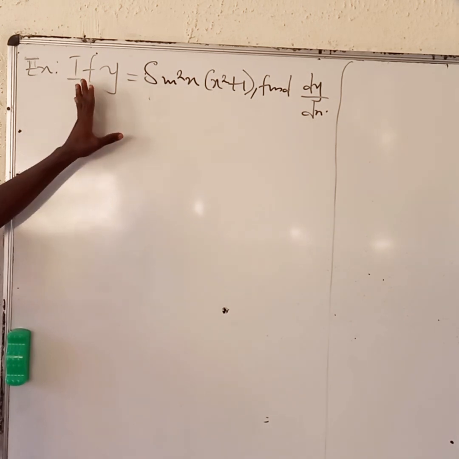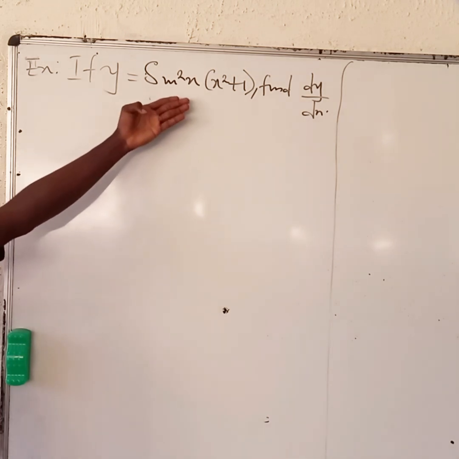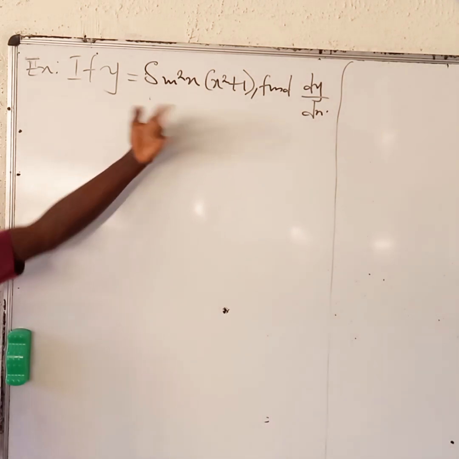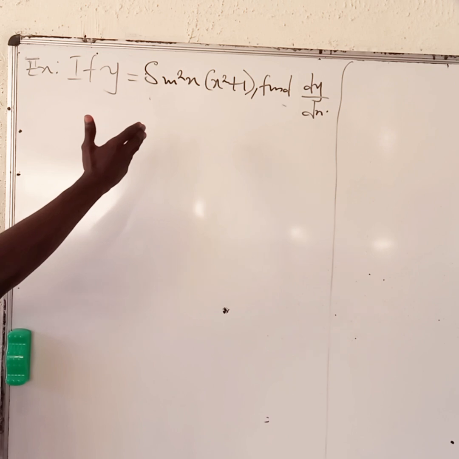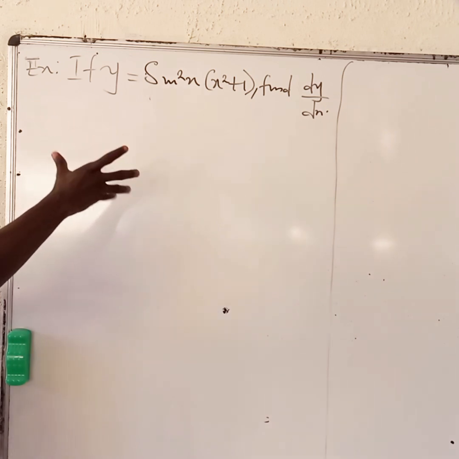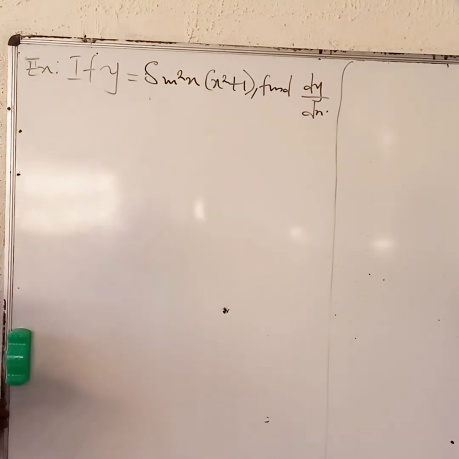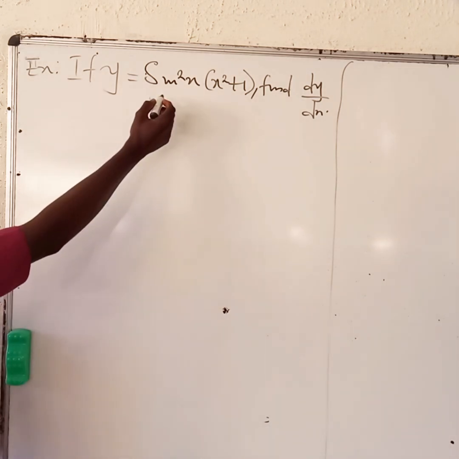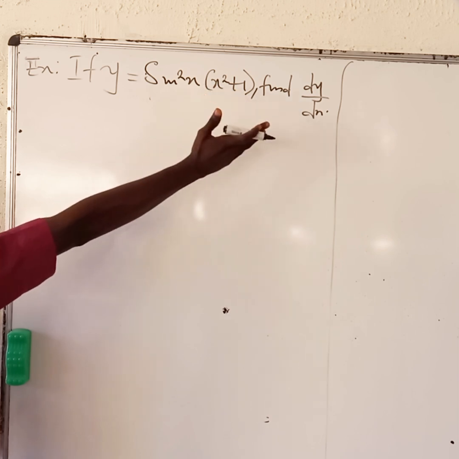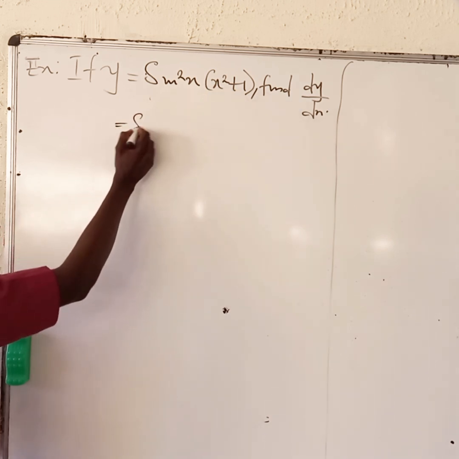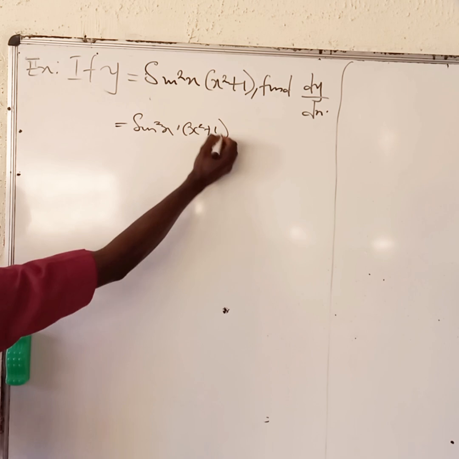The example today is: if y is equal to sine squared s into bracket s squared plus 1, find dy/ds. Now, looking at this question, the first thing you are going to do whenever you are doing a question is look at the bond that is between both of them. I can see that the bond that connects sine squared s and s squared plus 1 is the product rule, which is sine squared s multiplied by s squared plus 1.